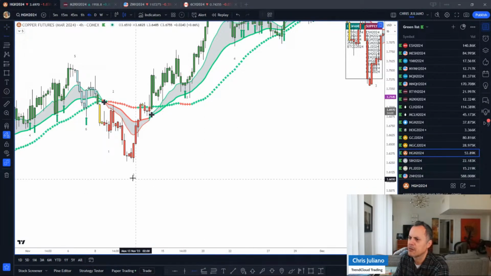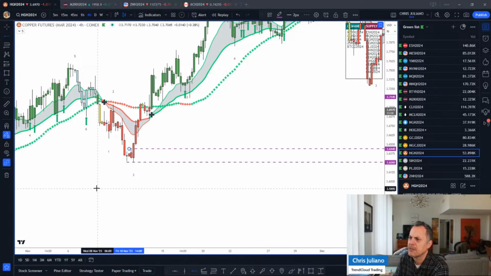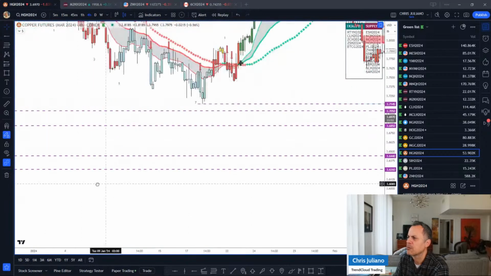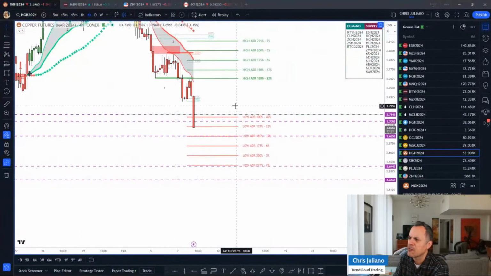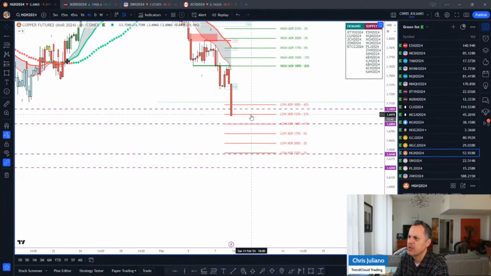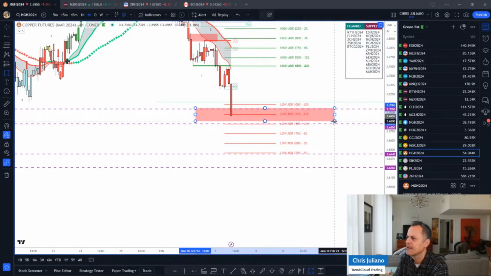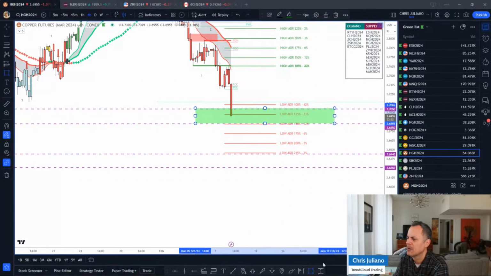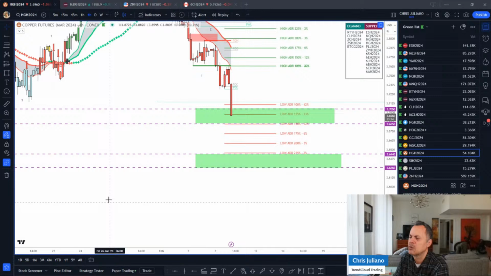Let's draw some lines here. All right, in there and here. Let's see where we broke through. All right, so we broke through. So we are actually in a high time frame demand zone right in there. And the next one is down here. All in the high time frame.